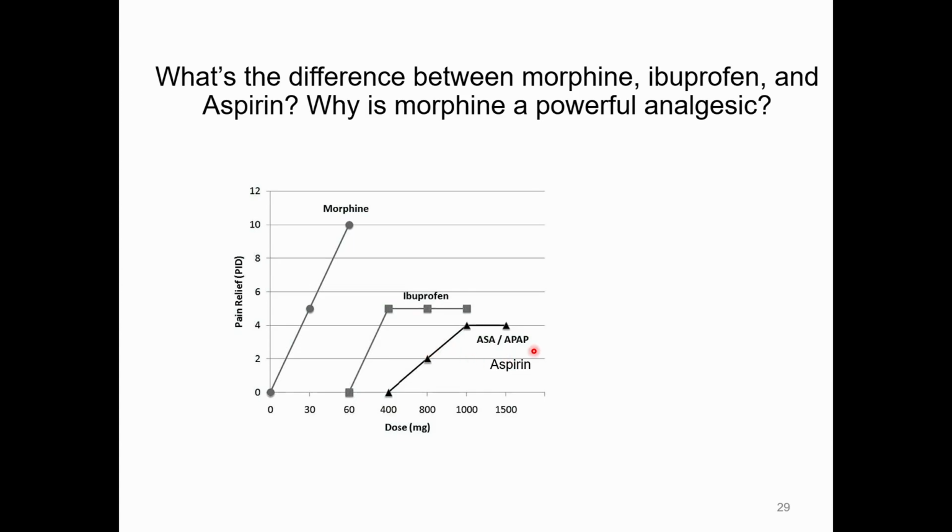Let's just consider this one to be like Tylenol, acetaminophen. So which one has the higher efficacy? Who wants to vote for ibuprofen or aspirin and APAP? Morphine, higher efficacy, absolutely. Which one's the most potent? How many people would go for morphine? Yep, it's the most potent. So in this case, morphine is the most potent, but importantly, it's also the most efficacious, okay? So it has the highest potency and the highest efficacy.